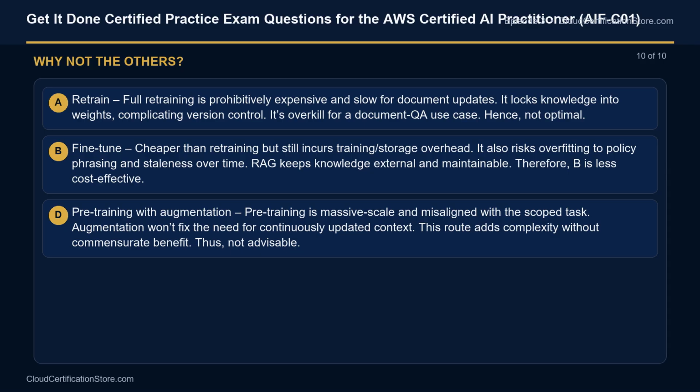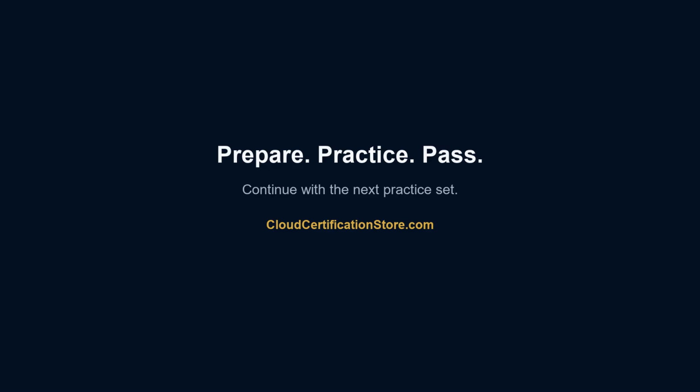Why not option D? Pre-training with augmentation. Pre-training is massive scale and misaligned with the scoped task. Augmentation won't fix the need for continuously updated context. This route adds complexity without commensurate benefit. Thus, not advisable.